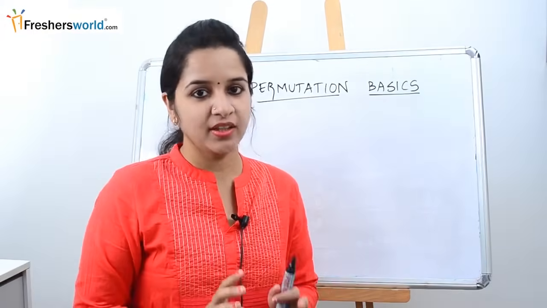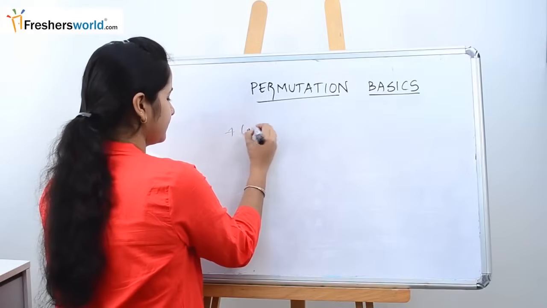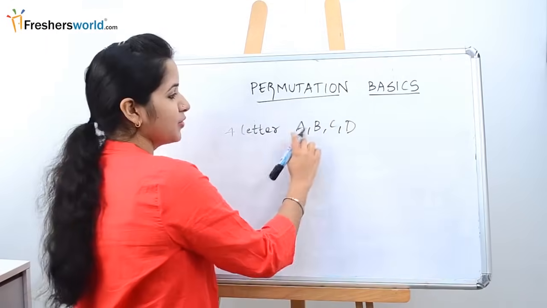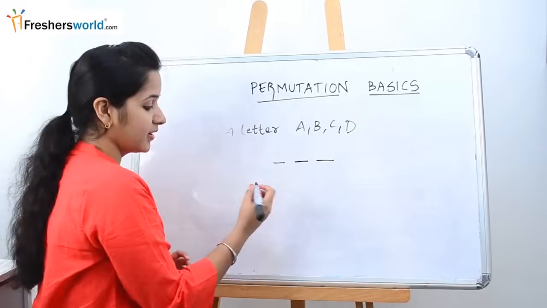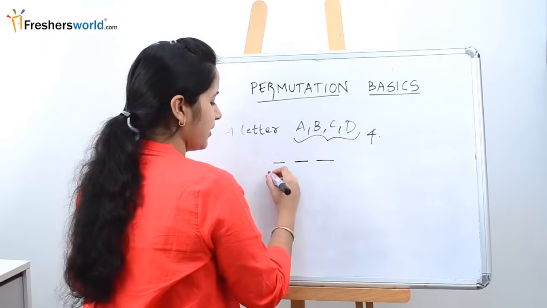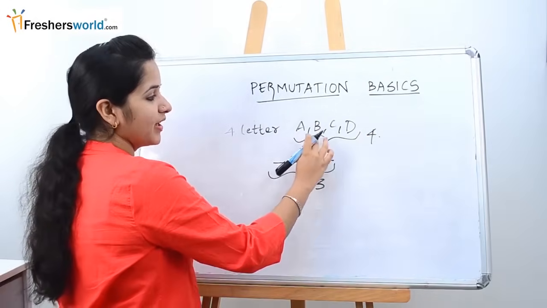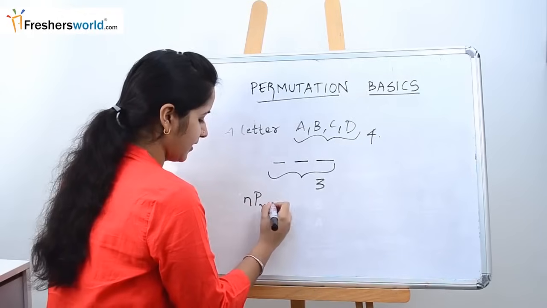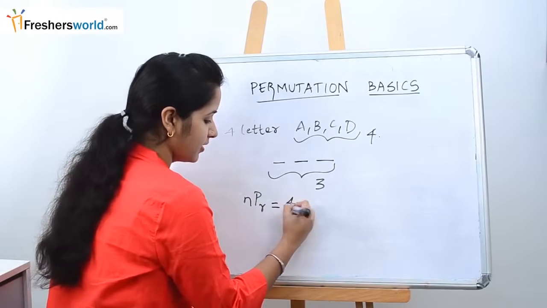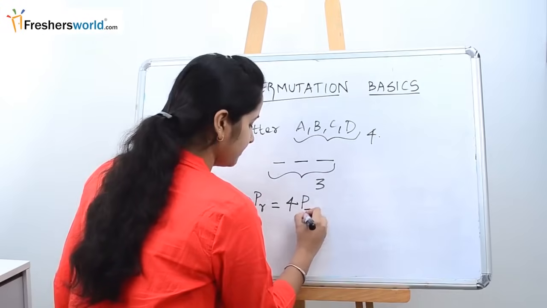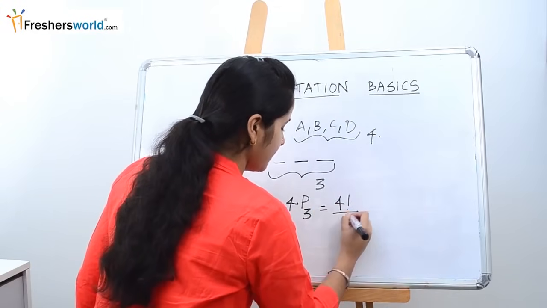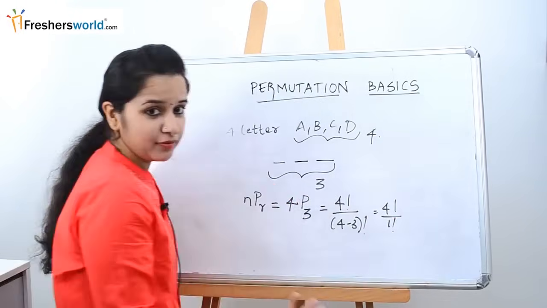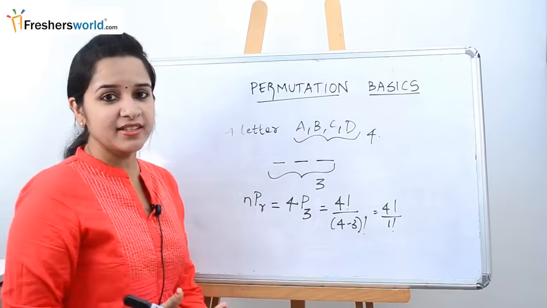In example 1, let's take 4 letters: A, B, C, D. They are asking you to arrange these 4 letters in 3 spaces. The number of letters that we have is 4 and the number of spaces is 3. So what is the formula of permutation? nPr. The number of letters is 4, and we have to arrange them in 3 places. So 4 factorial divided by (4 minus 3) factorial, which is equal to 4 factorial divided by 1 factorial, which is nothing but 4 factorial. Let's understand it with another example.